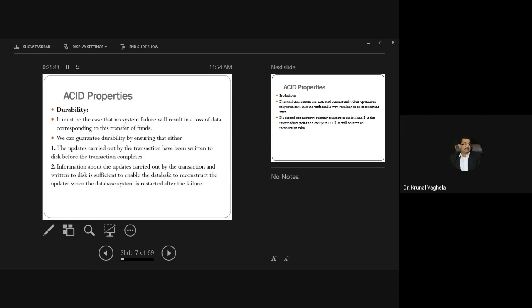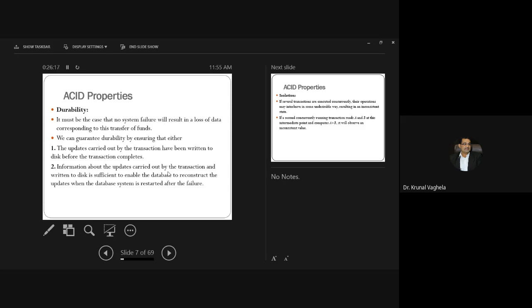Durability. It must be the case that no system failure will result in loss of data corresponding to the transfer of fund. A bank cannot tell you, sorry, our server crashed, so we lost your balance, now your account has zero balance. No. We can guarantee durability by ensuring that the updates carried out by the transaction have been written to disk before the transaction completes. So before the transaction completes, all the changes that the transaction has done should be written to the hard disk.